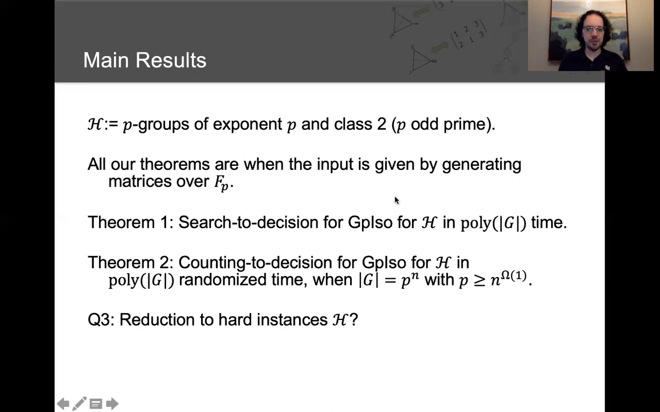And finally, for reduction to hard instances, one thing to note is that not only did we not know a class of groups where the isomorphism problem in that restricted class was as hard as the general isomorphism problem, but for this class H, p-groups of class 2 and exponent p, we didn't have a reduction to that class from any larger class of groups.